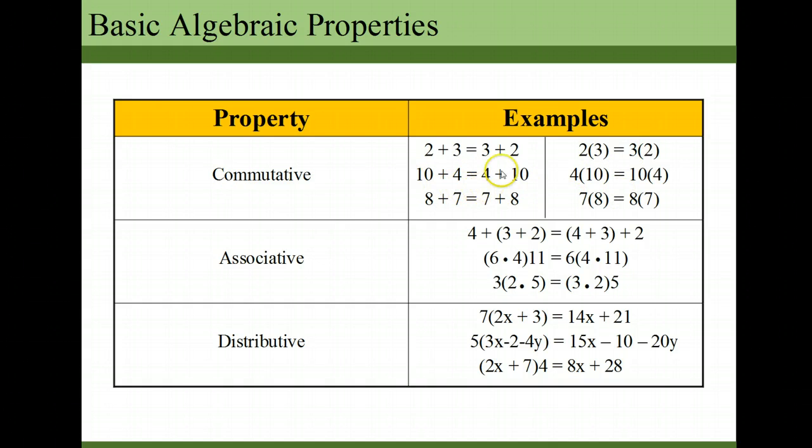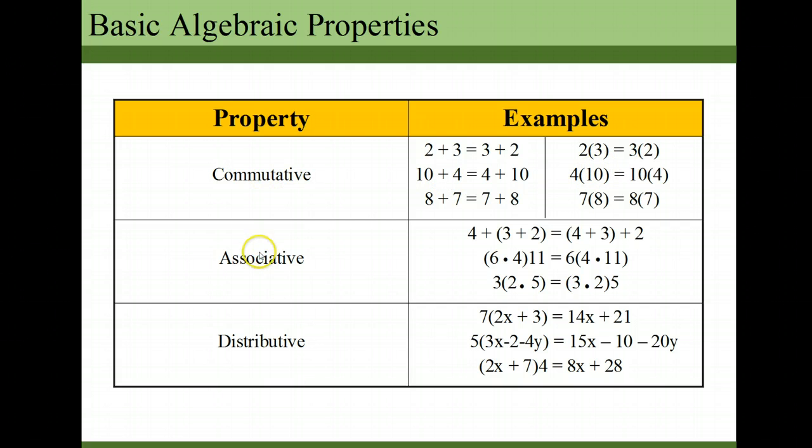Notice that this doesn't work for subtraction because 2 minus 3 is not the same thing as 3 minus 2. So subtraction is not commutative, and neither is division. 2 divided by 3 is not 3 divided by 2. Okay, so commutativity only works for addition and multiplication.